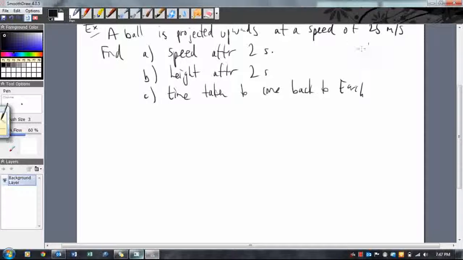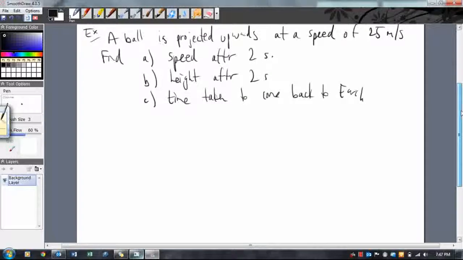Okay, so there's our question. A ball is projected upwards at a speed of 25 meters per second. We want the speed and its height, etc. So I'll try to fit it in here. We'll see how we go. Firstly, what is the acceleration? Let's just draw. I'll try to do a little diagram in here.